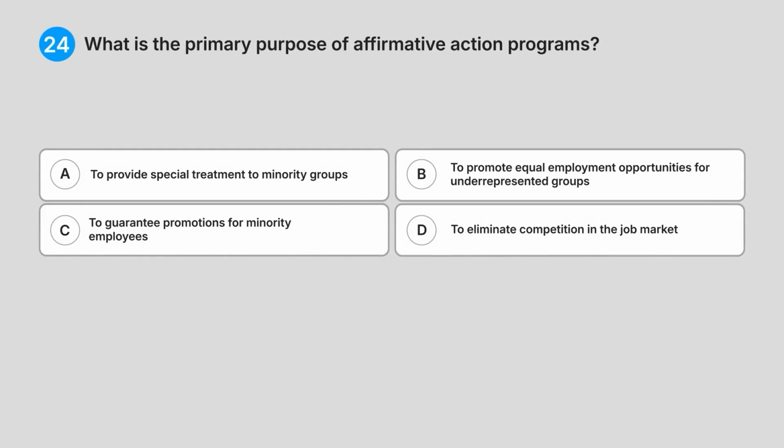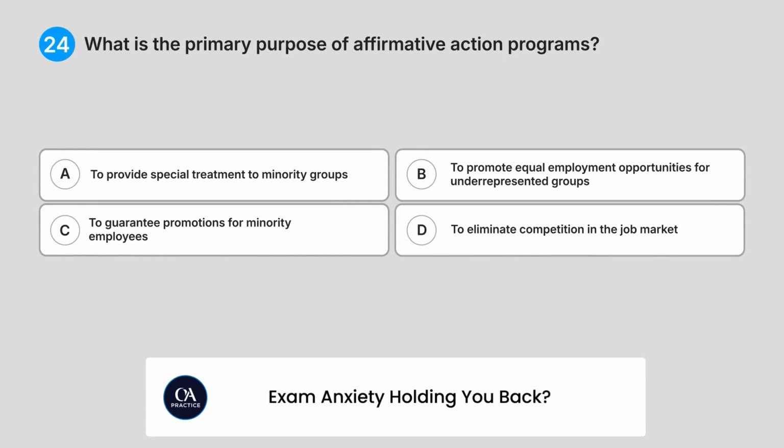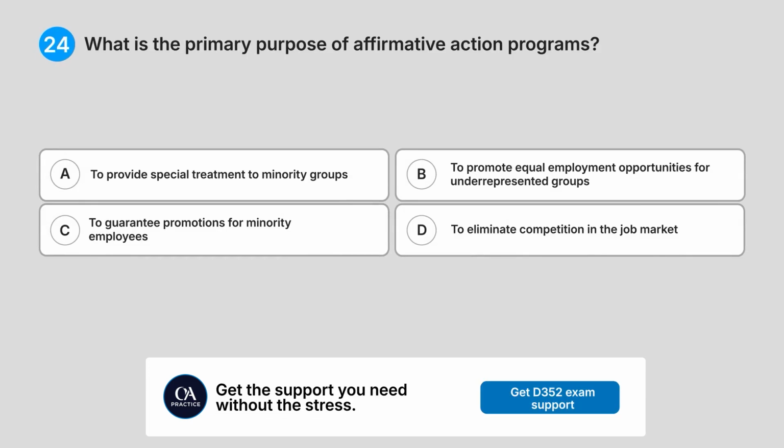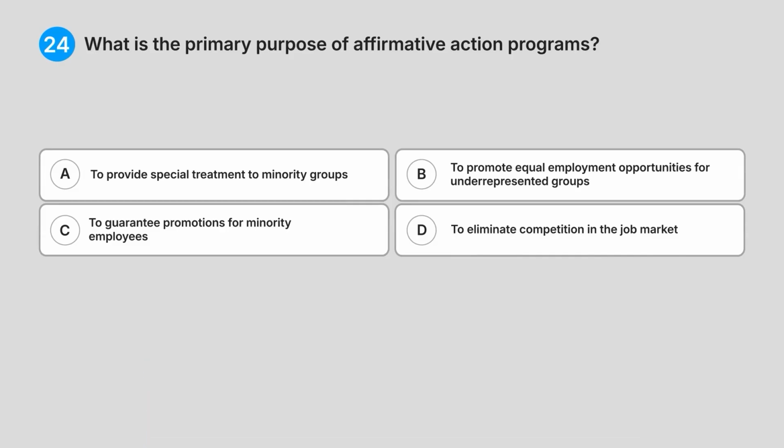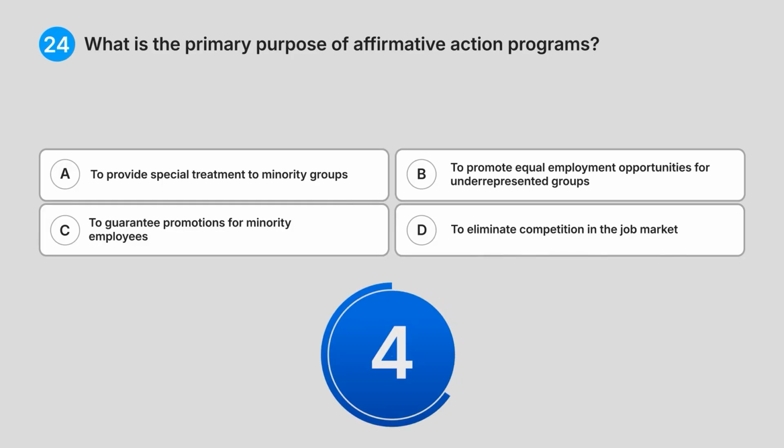24. What is the primary purpose of affirmative action programs? A. To provide special treatment to minority groups. B. To promote equal employment opportunities for underrepresented groups. C. To guarantee promotions for minority employees. D. To eliminate competition in the job market. Can you guess the answer?